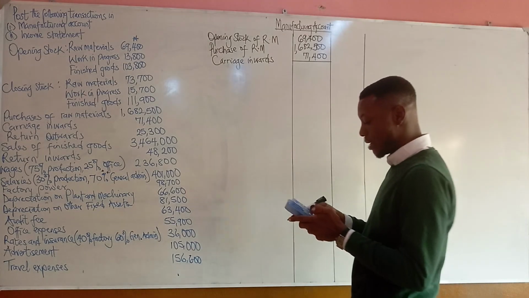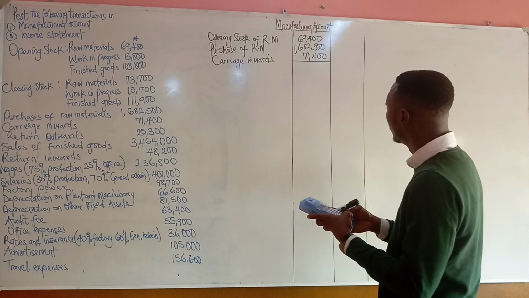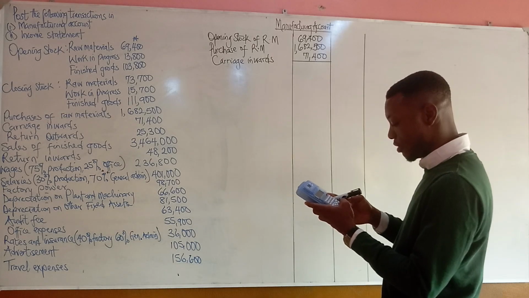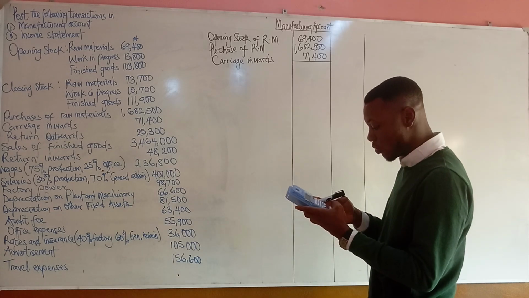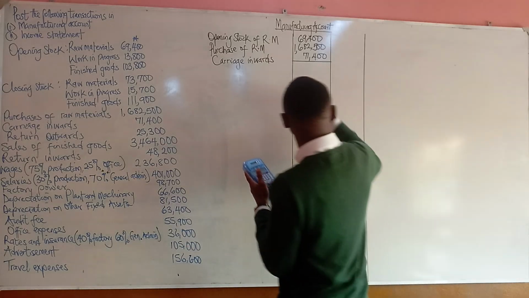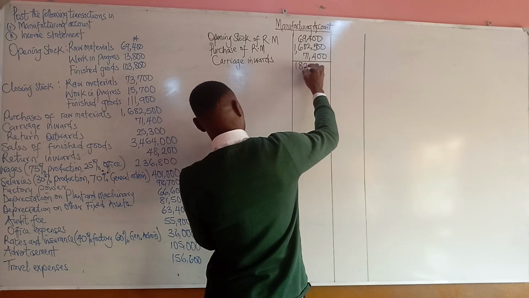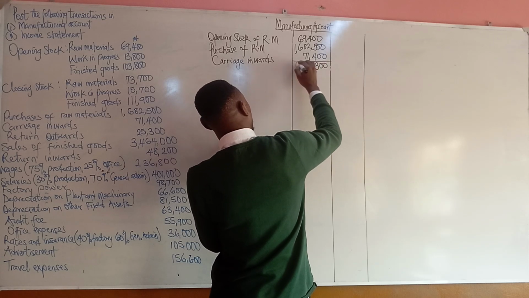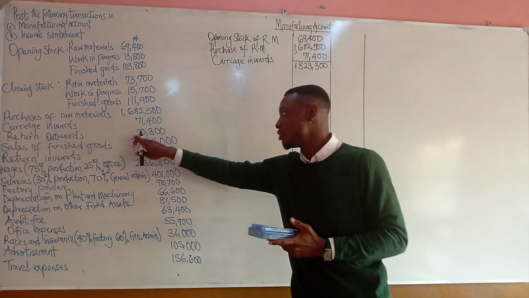When we add together, I have 69,400 plus 1,682,500 plus 71,400. That will give me 1,823,300. Now I'll check if I have return artworks. Yes, there is return artworks.